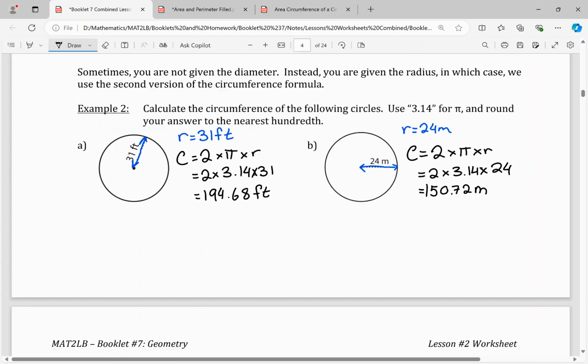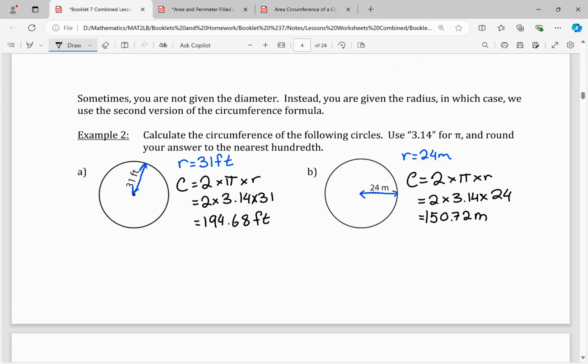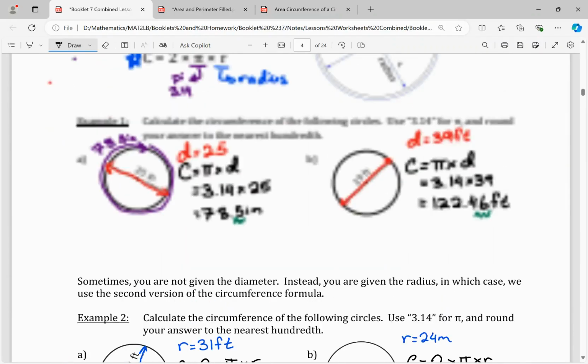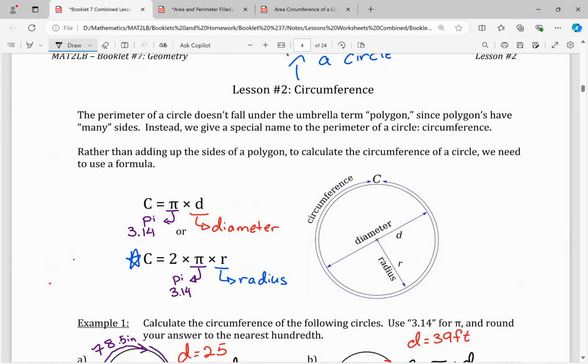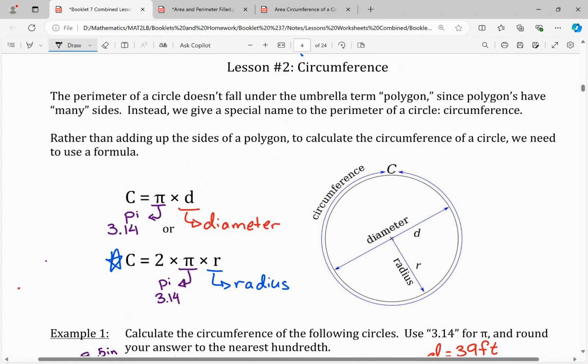And that's it. Make sure you remember that pi is 3.14, and make sure that you remember which of the two equations to use, depending on if you're given the diameter, the full length of the circle, or the radius, which is half of that.